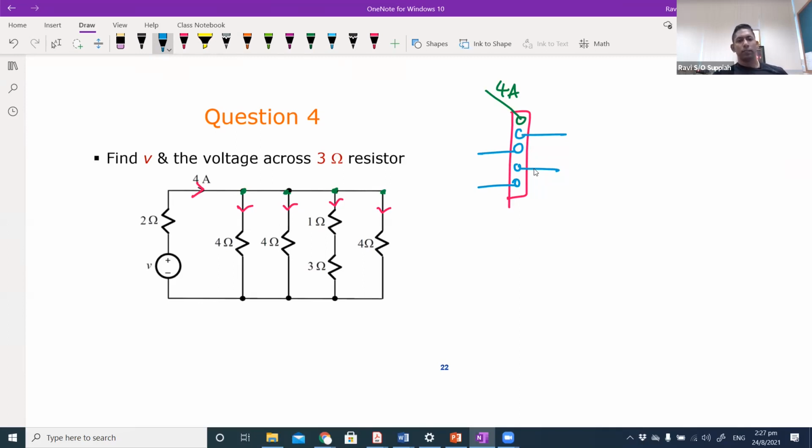And how will they split? So of course you have your current divider rule, which you can use to analyze, but in this case you can see that each branch is actually having the same resistance, so the current will actually split equally among all 4 branches. So if 4 amp come in, it will split equally into 1 ampere each. 1, 1, 1, 1.